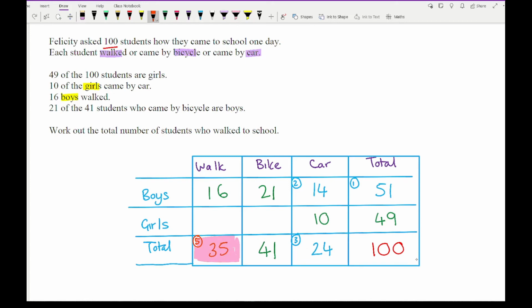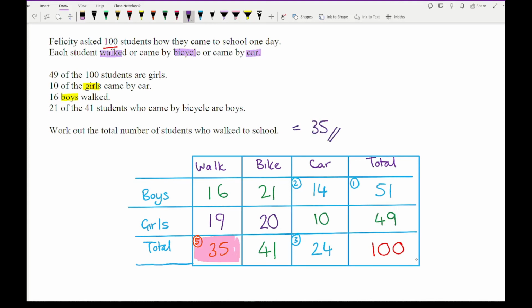Now again, I don't necessarily need to complete the table, and this is one of the reasons why there was no insistence on me drawing a two-way table, because I didn't need to complete it to get the final answer. However, now that I've started it, let's complete the table. If there's 35 people in total who walked and 16 of them are boys, then 35 take away 16 gives me 19, so there are 19 girls who walked to school. And for the number of girls who took the bike, I can do 41 take away 21, which gives me 20. Adding those numbers up all adds up fine. So the final answer is going to be 35.